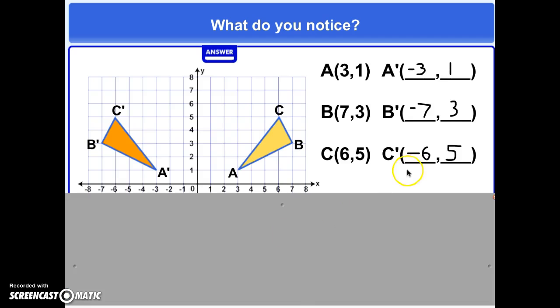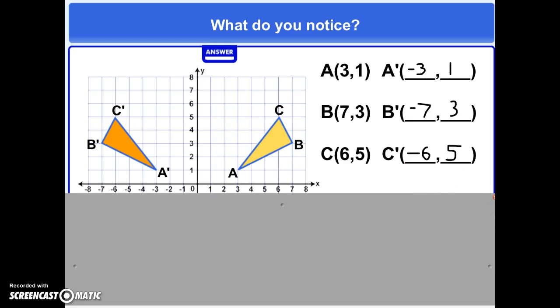The reflection piece over the y-axis, you should have gotten the points -3, 1, -7, 3, and -6, 5. Notice that the digits stay exactly the same. However, when you're reflecting it over the y-axis, the y-coordinate stays exactly the same, but the x-coordinate is the one that changes to its opposite. So 7 becomes -7, 6 becomes -6.